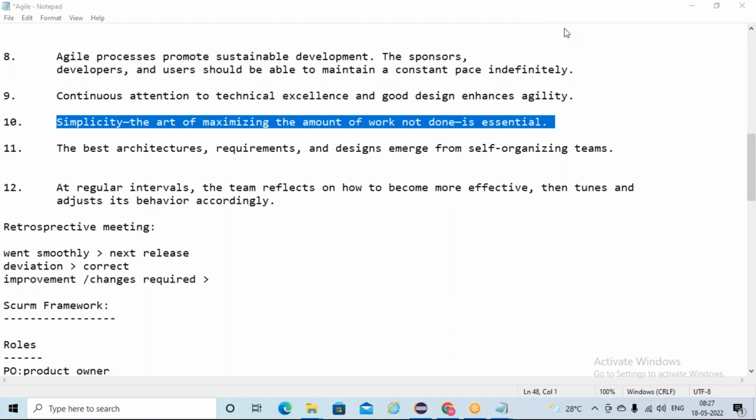Simplicity, the art of maximizing the amount of work not done, is essential. Yes, that is what it means. Suppose you wrote user stories, and let's say we are starting sprint one. In that sprint one, we have some 100 user stories overall.